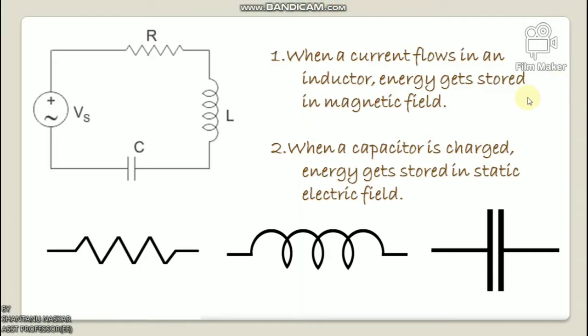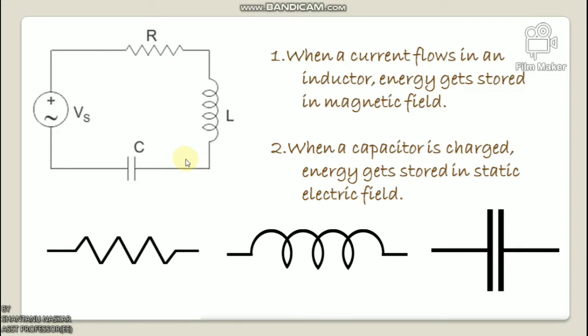So let us talk about what is resonance in RLC circuit. Consider a RLC circuit in which resistor, inductor and capacitor are connected in series across a voltage supply. This series RLC circuit has a distinguishing property of resonating at a specific frequency called resonant frequency.